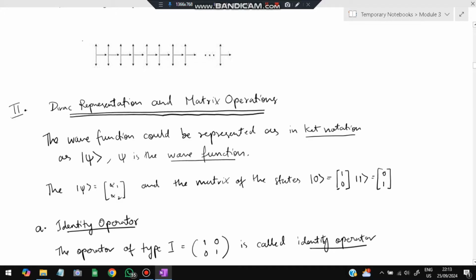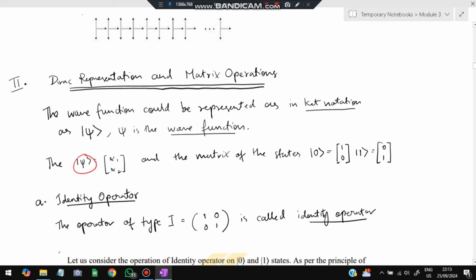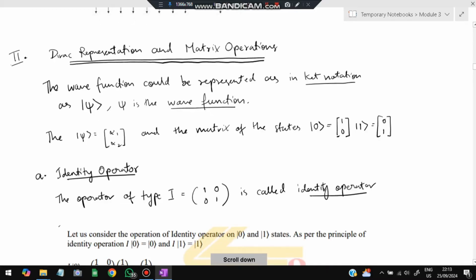The wave function can be represented in ket notation, which is given as this one. This is called the ket notation, and this symbol is the wave function. Ket notation is nothing but the wave function's representation. So ket notation is equal to alpha 1, alpha 2. This matrix is given here, so the states will be: if it is 0, it will be 1 0. If it is 1, it will be 0 1. So alpha 1's value and alpha 2's value depend on whether it is 0 or 1. It will change accordingly.